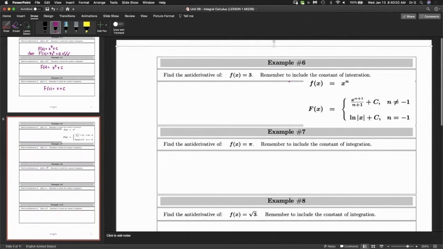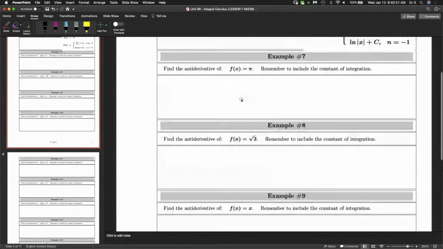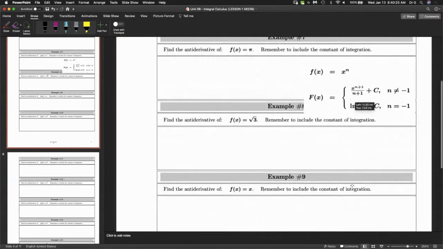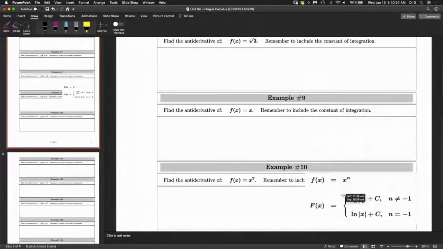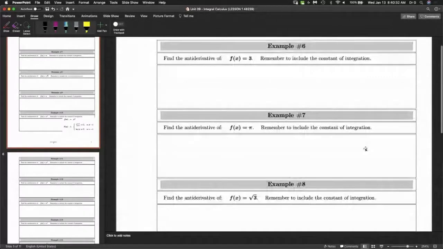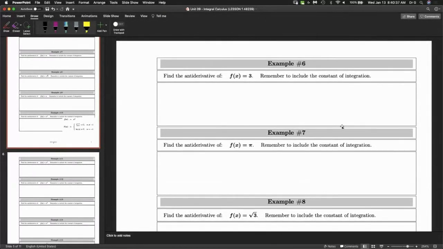I think I went too far ahead, but I think I was deliberate. I wanted to go to example 10 next. Sorry, let me take a step back here. I actually skipped too far ahead. Let's do examples 6, 7, and 8 now, and then we'll talk about the new formula.